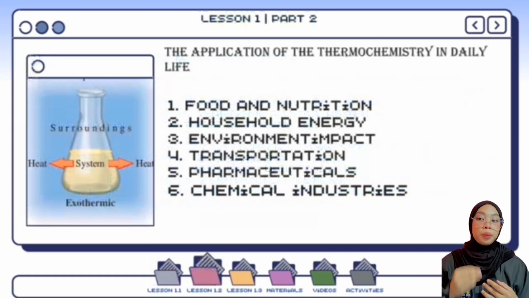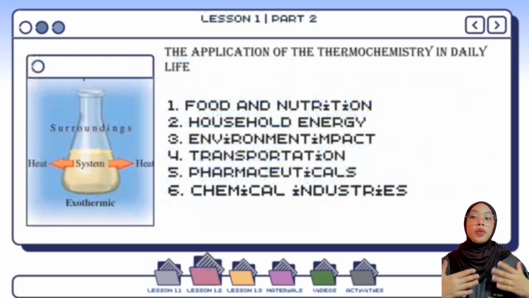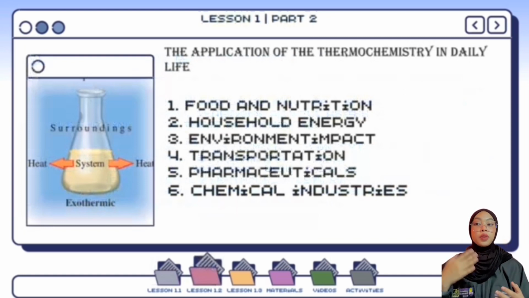Next, environmental impact. Thermochemistry plays a role in environmental processes like combustion of fossil fuels, release of greenhouse gases, then thermochemical reactions in industries like emission control strategies, and renewable energy technologies like solar panels, wind turbines, and biofuels. Next, we go to transportation. Thermochemistry influences transportation systems, such as fuel combustion in internal combustion engines in vehicles, energy efficiency like hybrid and electric vehicles, and also emission reduction like catalytic converters and fuel additives.